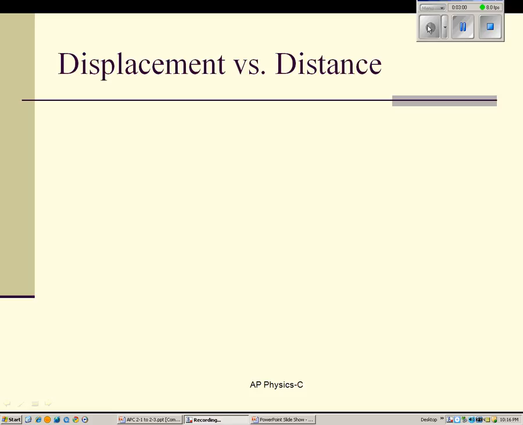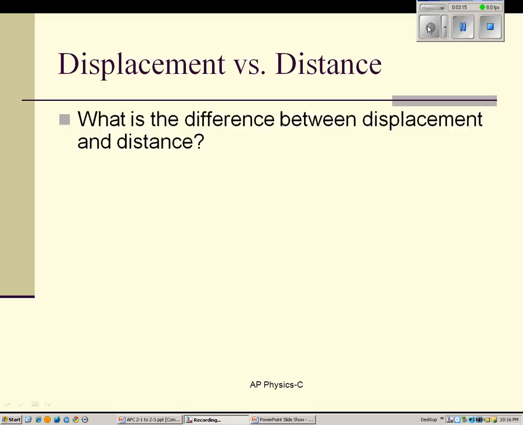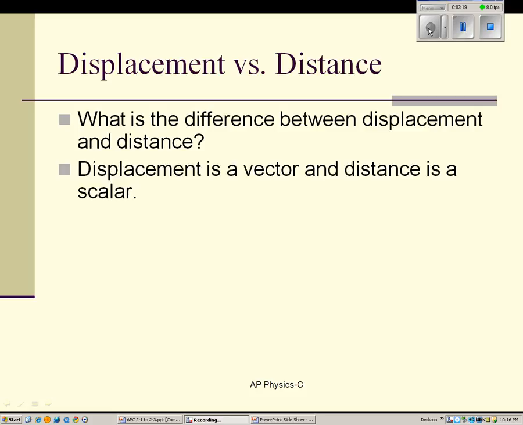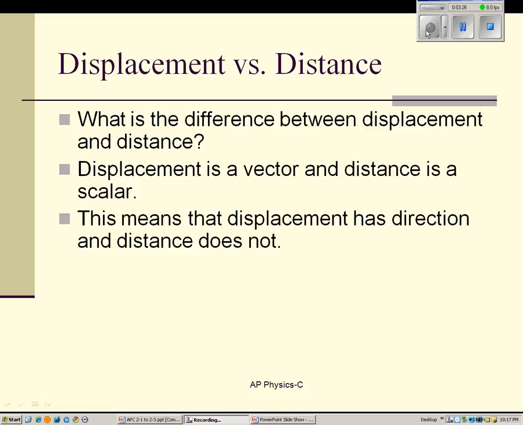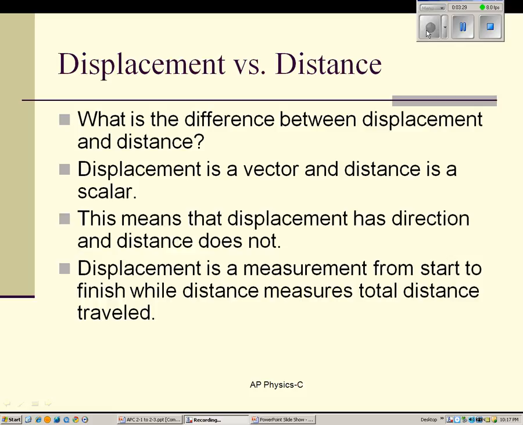We're going to look at these two terms, displacement versus distance. Displacement is how far we've traveled in a certain direction, and distance is just the distance we have traveled. And there's some key ideas here that we need to know. We want to know what is the difference between displacement and distance. Displacement is a vector, and distance is a scalar, and again, that vector means it has direction. Displacement is a measurement from start to finish, where distance measures total distance traveled.